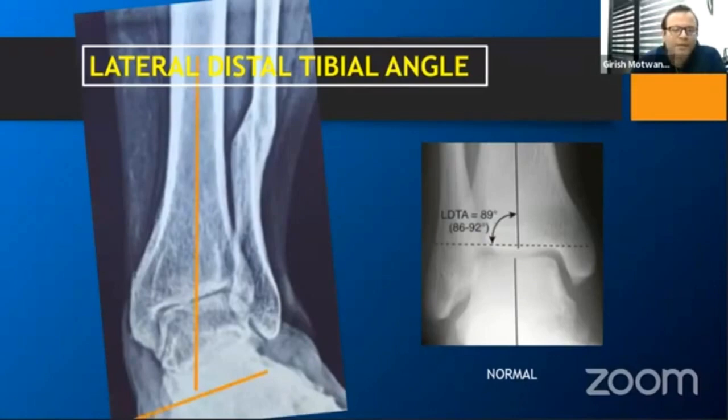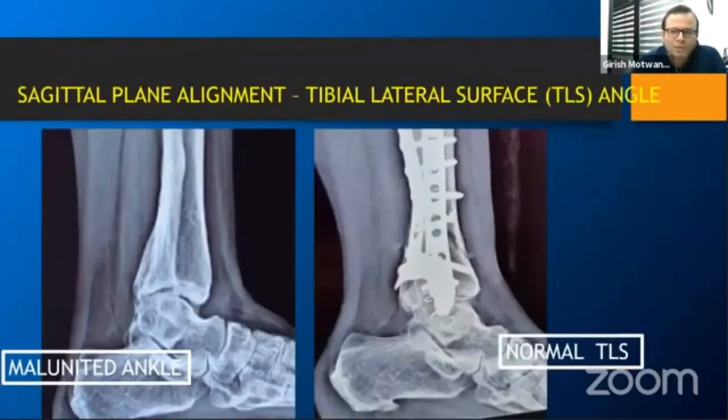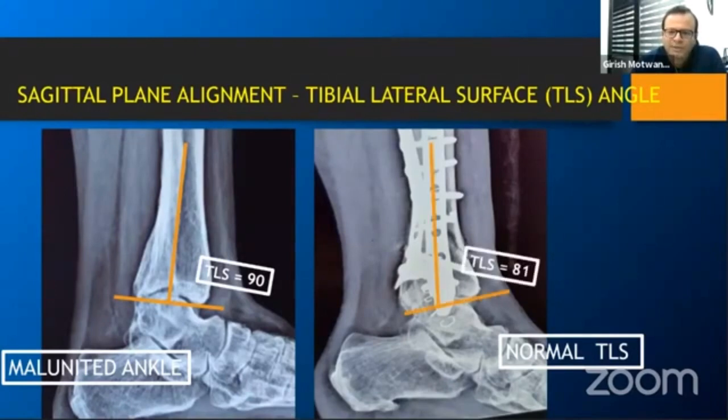Yes, sir. And look at here, this is the LDTA, which is showing 104. That again gives you the idea about the 10 degree malunion. What is important, the lateral view, as you can look at here, the long axis of the distal tibia and the joint line surface should be between 80 to 85 degrees. But if it is more than that, that gives you the idea about the procurvatum or the recurvatum deformity. And same thing you have to look after the reconstruction, whether it is restored or not. It should be between 80 to 85 degrees.